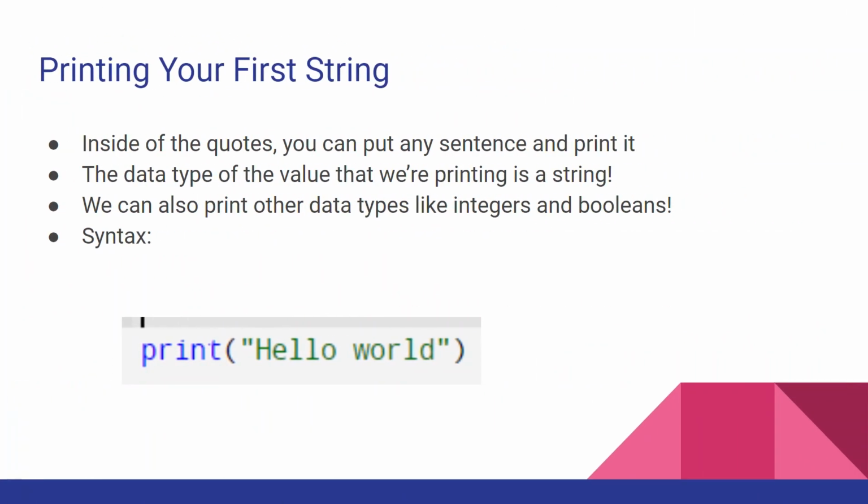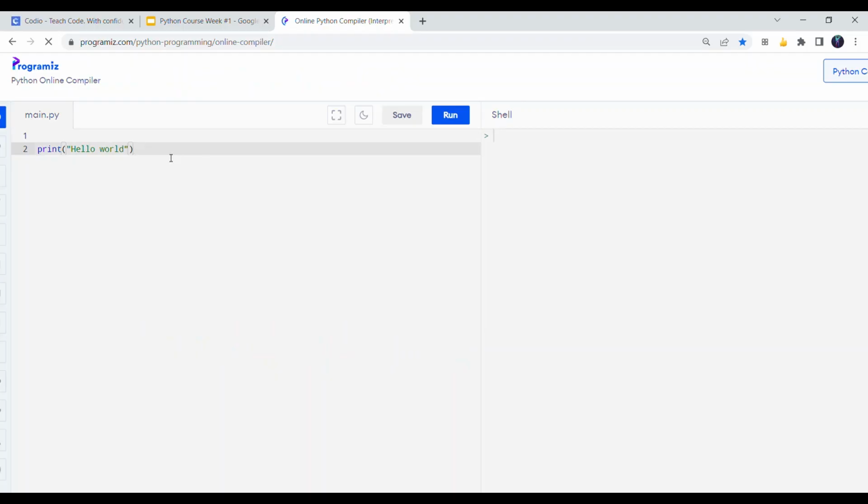So let's do our first assignment. Let's print our first string. Inside of the quotes, you can put any sentence and print it. The data type of the value that we're printing right now is a string. As you can see, we have the sentence, hello world, but at the beginning and at the end, we have quotation marks.